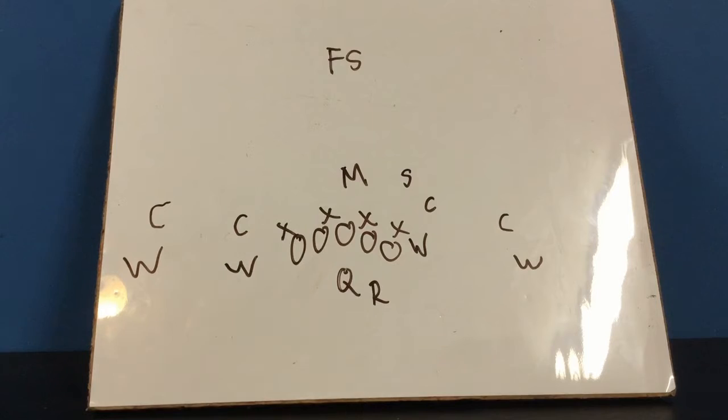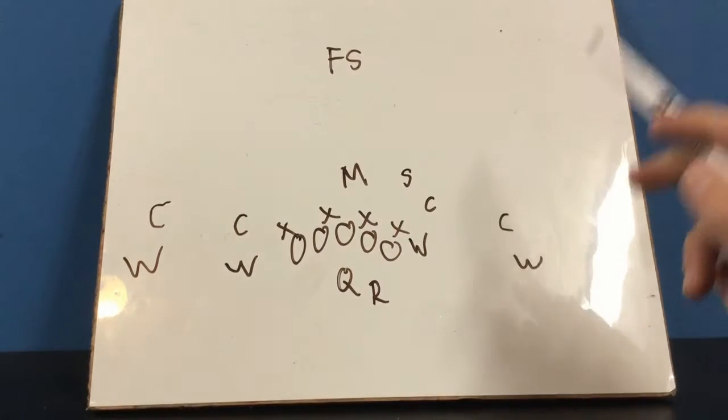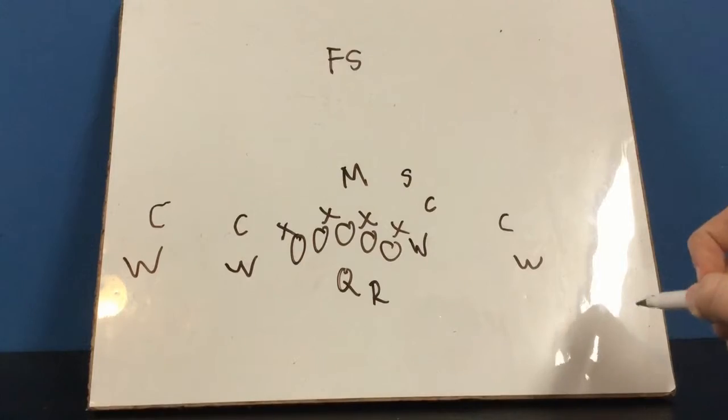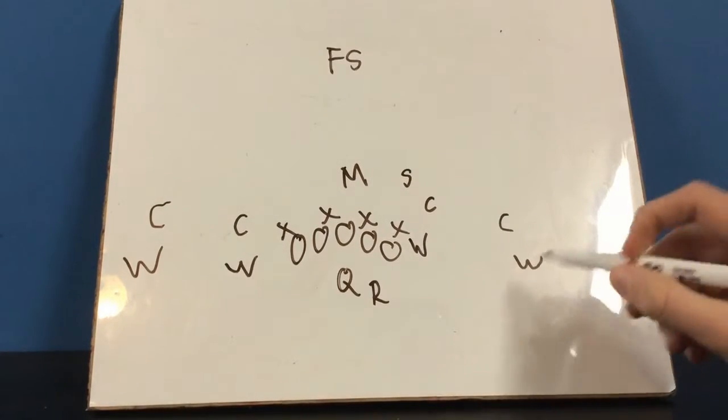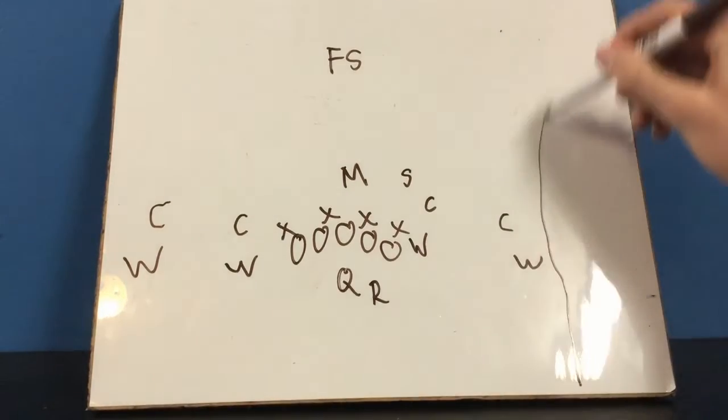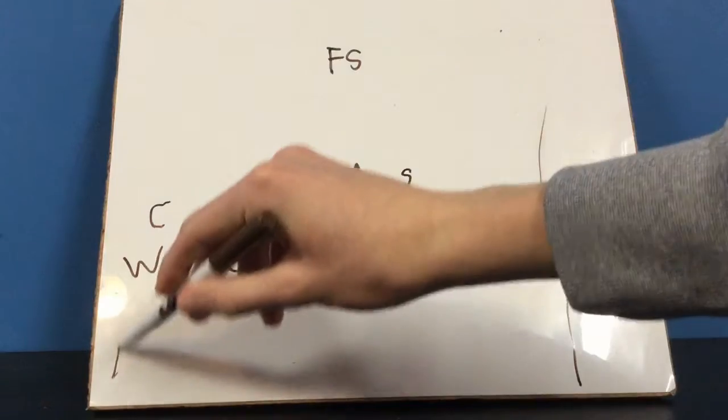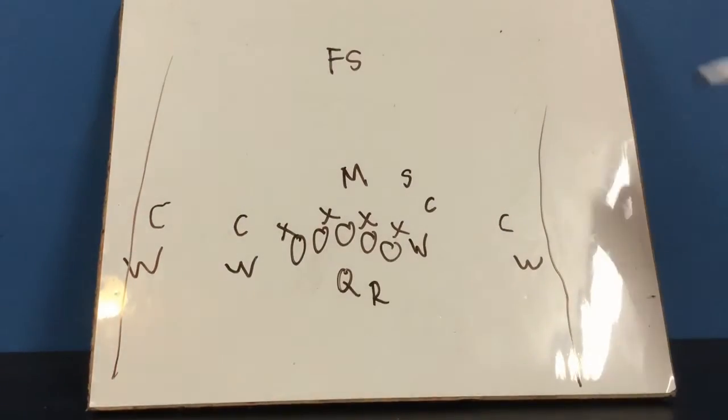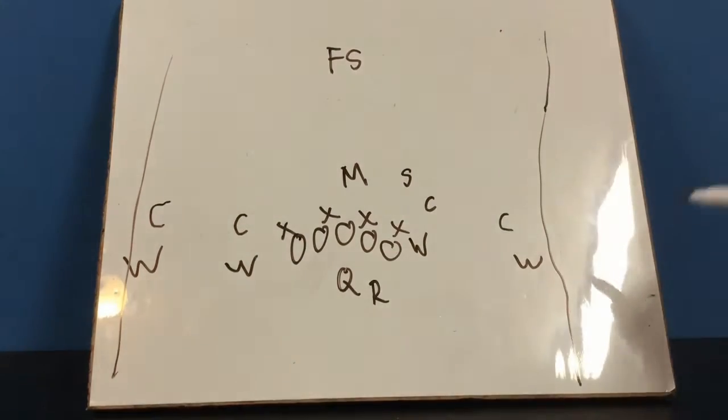Okay, so the first concept we can use here is cornerback alignment. I'm specifically talking about these outside cornerbacks, which are going to be the ones nearest to the sideline. So I'm going to draw a sideline right there, and I'm going to draw a sideline right there, just so you can get an idea as to what I'm talking about when I say outside corner.